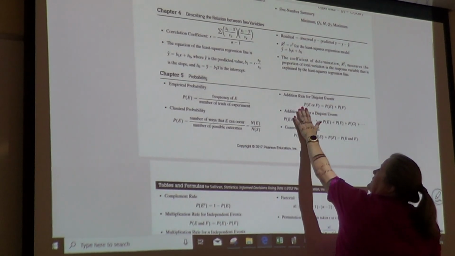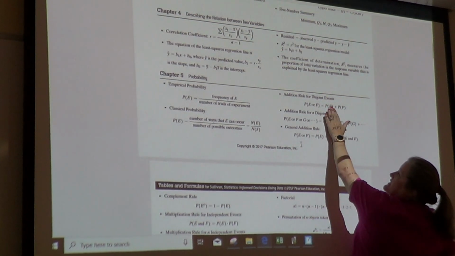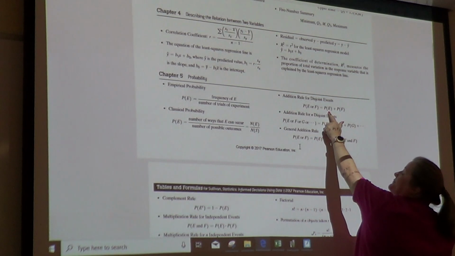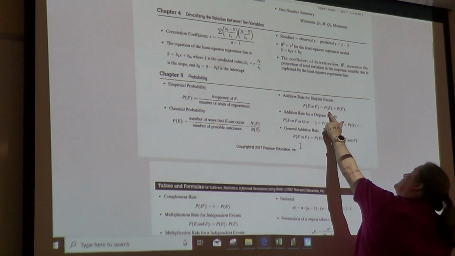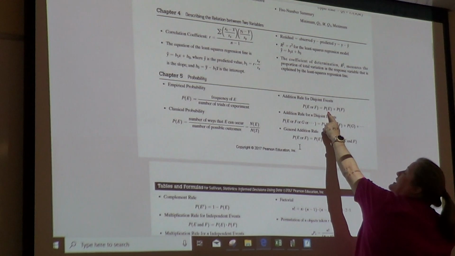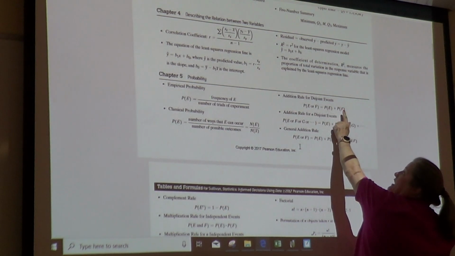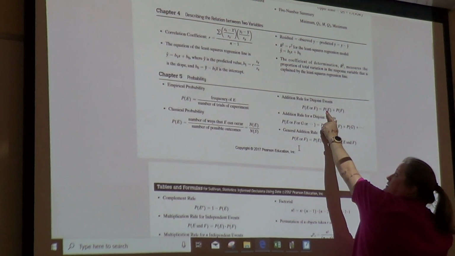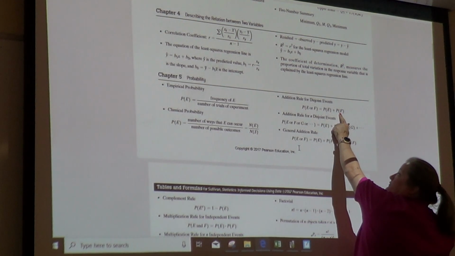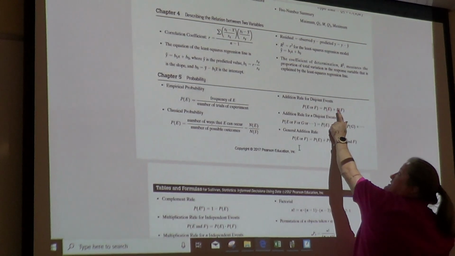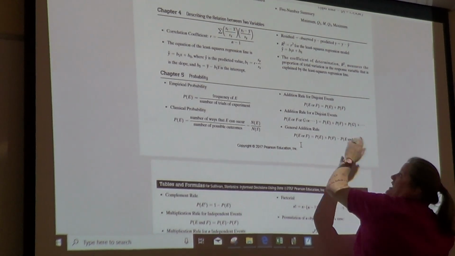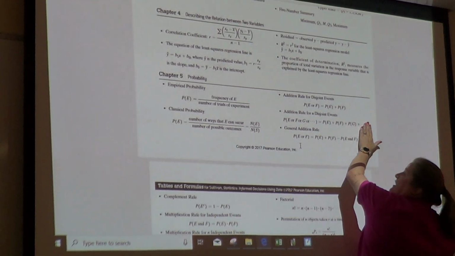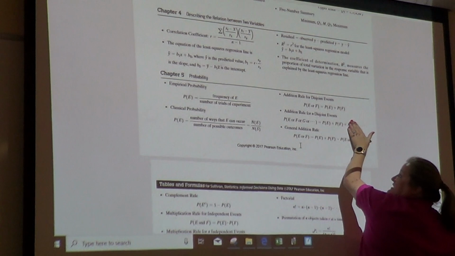Now, what we're talking about over here is the addition rule. Let me think of an example. I roll a 3 on a die, and I roll a 4 on a die. What's the probability of me rolling a 3 on a die? What's the probability of me rolling a 4 on a die? So 1 out of 6 plus 1 out of 6. And if I have multiple events, like rolling a 3, rolling a 4, rolling a 5, I would just do it that many times.